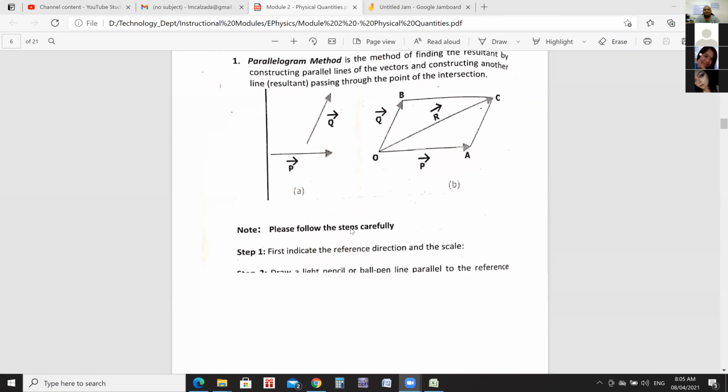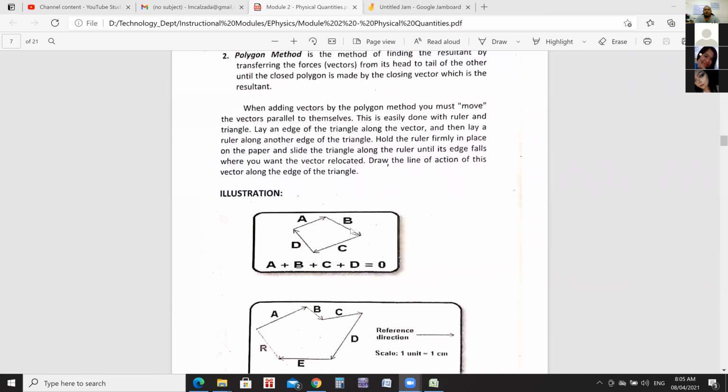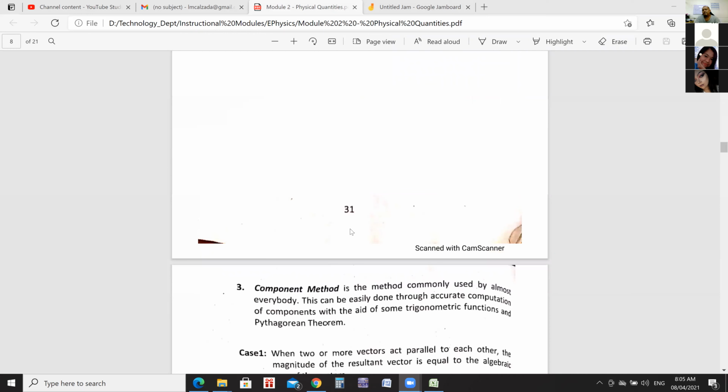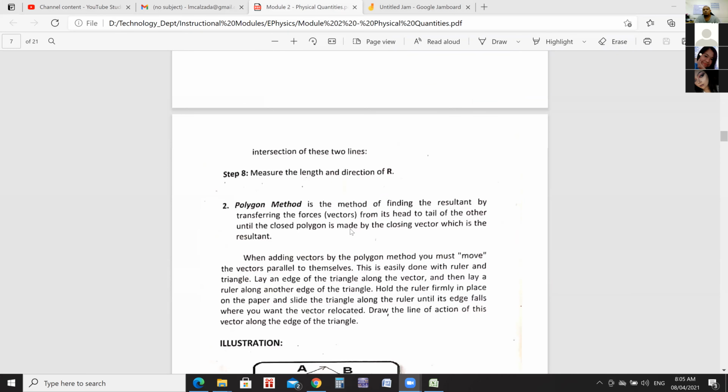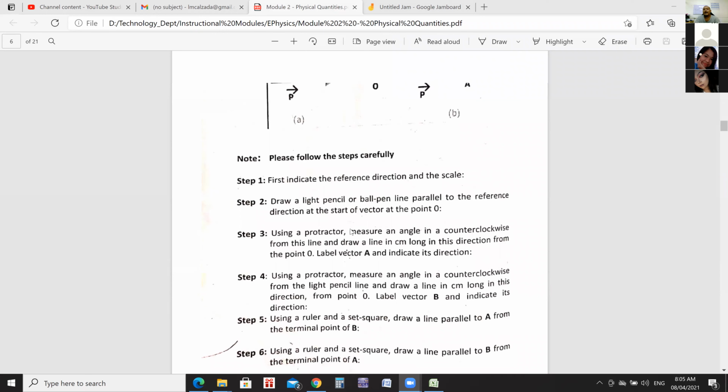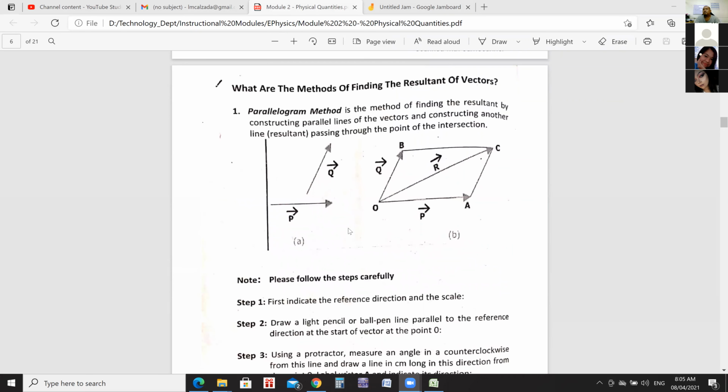The first one is the parallelogram method, then after that we have the polygon method. The parallelogram method, we can only use it if two vectors are given. So meaning to say, if we are given three vectors, we first take two of the three vectors, then their resultant through the parallelogram method, and then combine it with the third, so that we can get the resultant of the three. So it's much more tedious, you have many graphs to make.